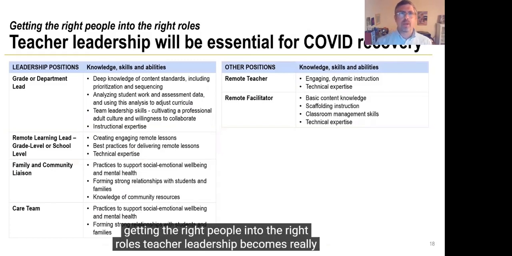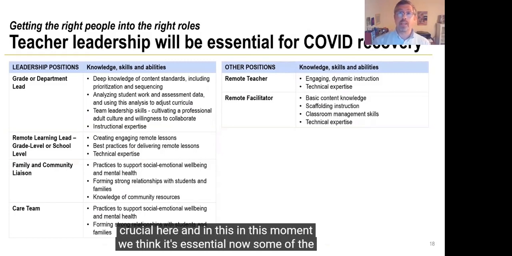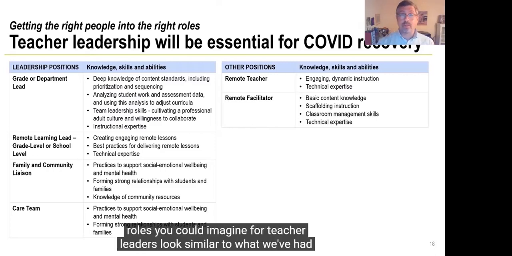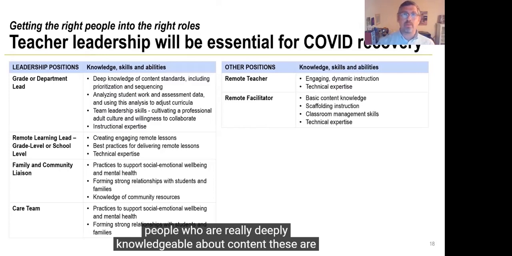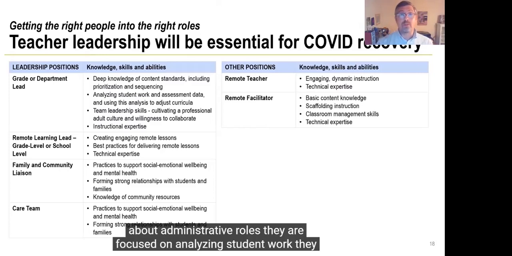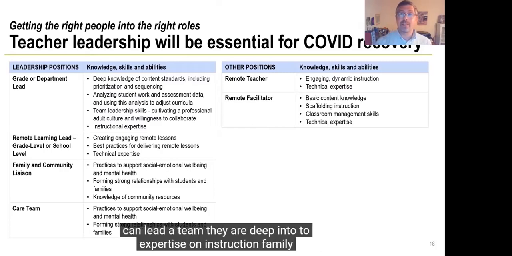The first one, on getting the right people into the right roles: teacher leadership becomes really crucial here. And in this moment, we think it's essential. Now, some of the roles you could imagine for teacher leaders look similar to what we've had before. We have grade level leads or department leads. And ideally, these are people who are really deeply knowledgeable about content. These are not administrative roles. They are focused on analyzing student work. They can lead a team. They are deep into their expertise on instruction.